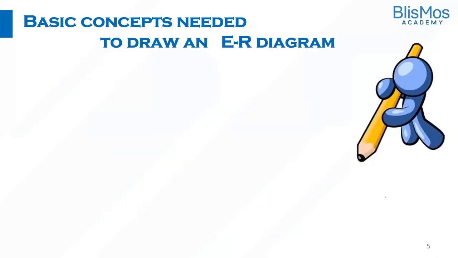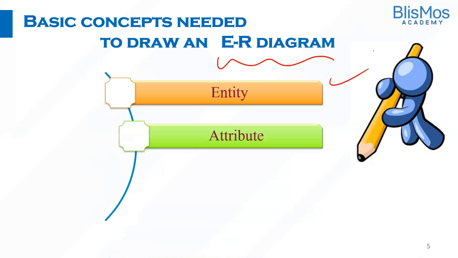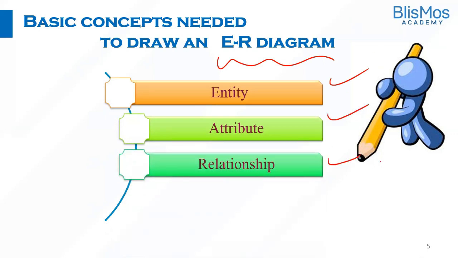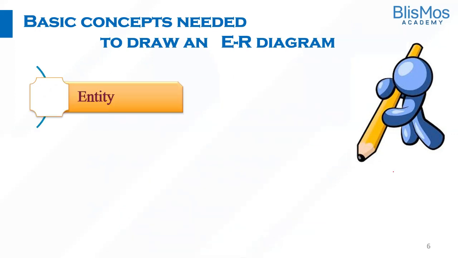In order to draw an ER diagram, you need to know some of the basic concepts. Like you need to know about entity. You need to know about attribute. You need to know about relationship. You also need to know about cardinality. Let us look at them one by one.